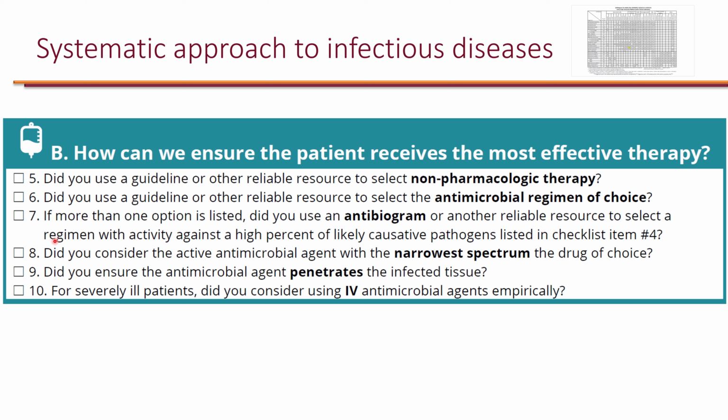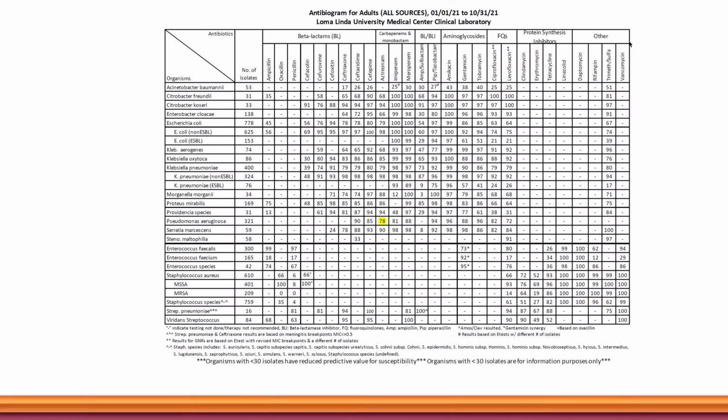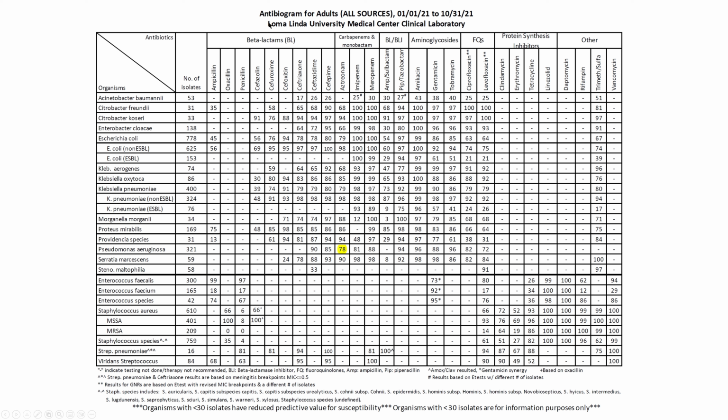And the next thing to consider, if more than one option is listed: did you use an antibiogram or another reliable source to select a regimen with activity against a high percent of likely causative pathogens listed in checklist item number 4? And here's what an antibiogram looks like. So here's an example of the antibiogram from Loma Linda University Medical Center. Here you can see that each row is a different organism. For example, the first line of organisms is Acinetobacter baumannii.